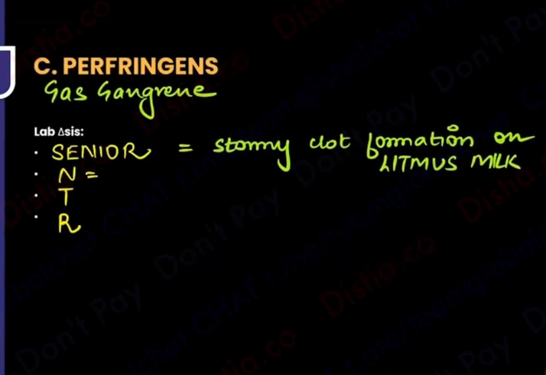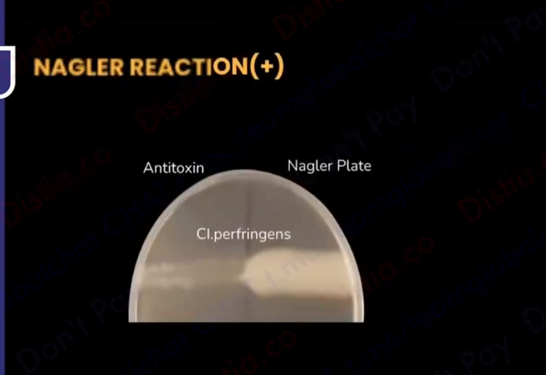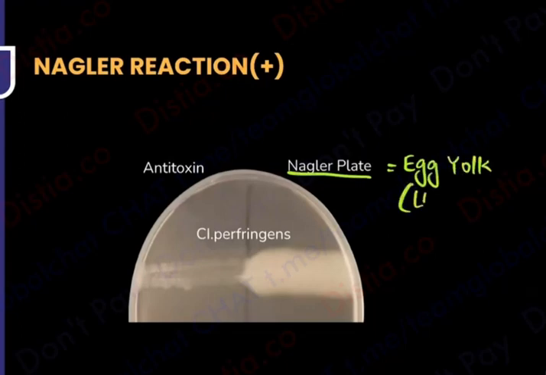N stands for the very famous Nagler's reaction. Now this is important because this gets you image-based, theoretical, understanding-subtype questions. So what is Nagler's reaction? Have a look at this slide over here. Firstly, what do you have? It's a culture plate, and this Nagler plate has basically egg yolk based agar in it. You know what egg yolk is? Egg yolk is very rich in lecithin.